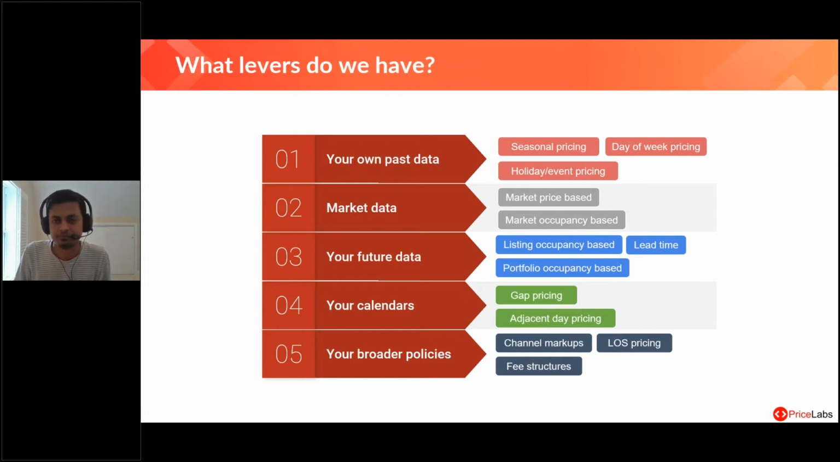You can look at your own data to understand day of week prices. You can look at, okay, are there holidays and events in the past? How much were we able to charge, and things like that.